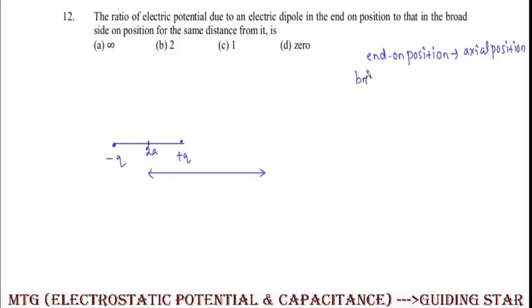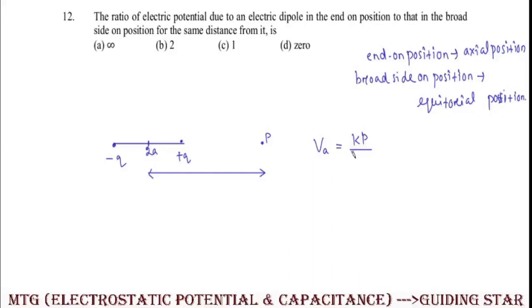And the broadside-on position indicates the equatorial position. So in this particular case, we are calculating the potential at the end-on position. The potential at the axial or end-on position will be simply Kp by r square, if the distance is taken as r from the midpoint of the dipole.